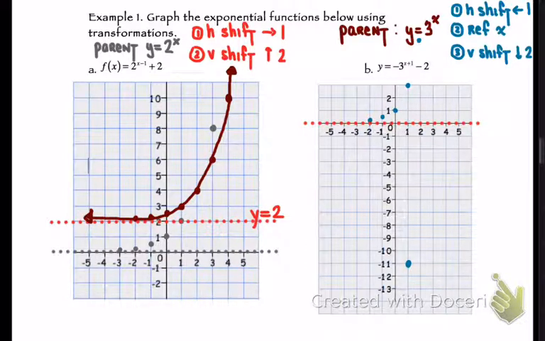So I know it moves to (1, -11). Okay, the rest of them should be fairly simple at this point. Take this next point right here, shift it left 1, reflect x, and then down 2. That puppy should be right there.